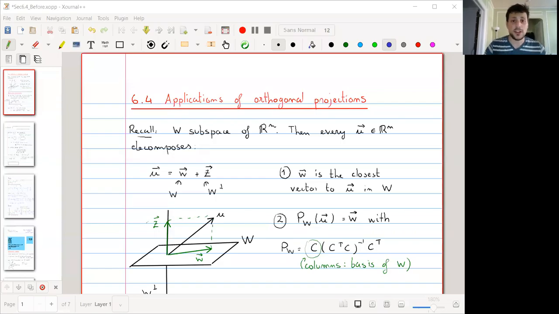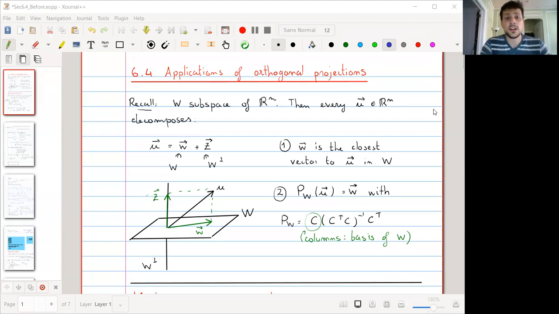Hello everyone. Today's video and the next will be dedicated to applications of the orthogonal projections that we studied last time. As a brief reminder, what we mean by an orthogonal projection is something like the following setting. You have a subspace W inside Rn, and you have a vector U inside Rn. You can then decompose U as the sum of two vectors, little w and z, that have the property of belonging to W and being perpendicular to W, respectively.